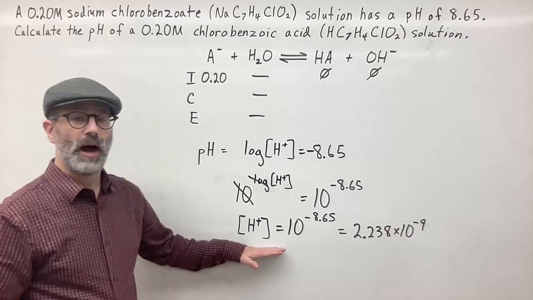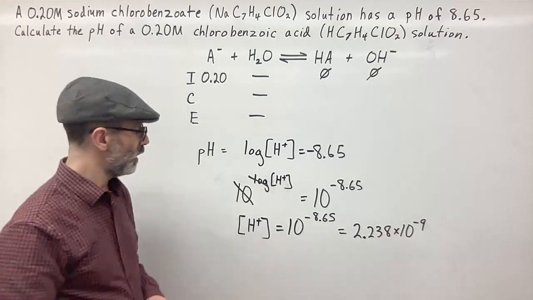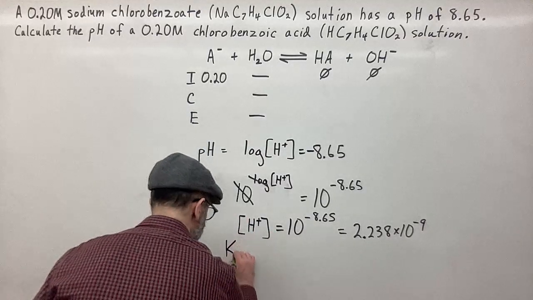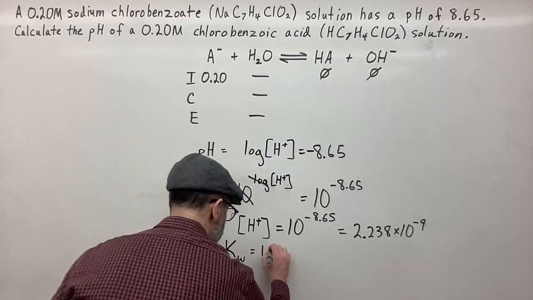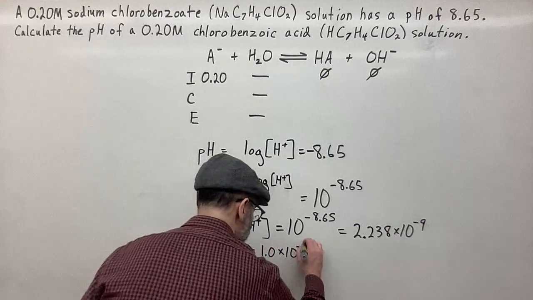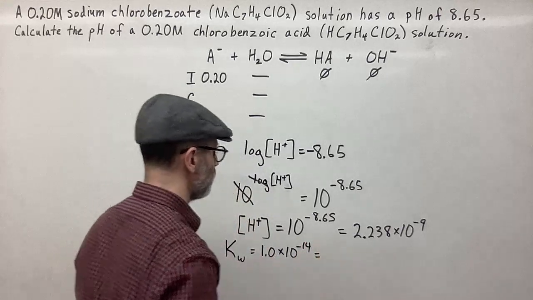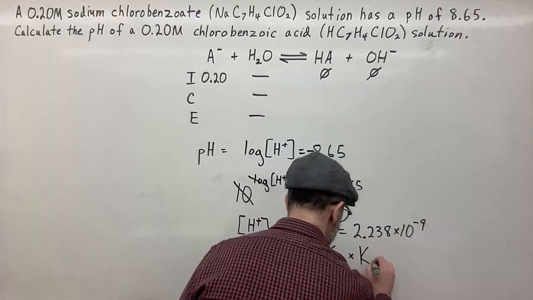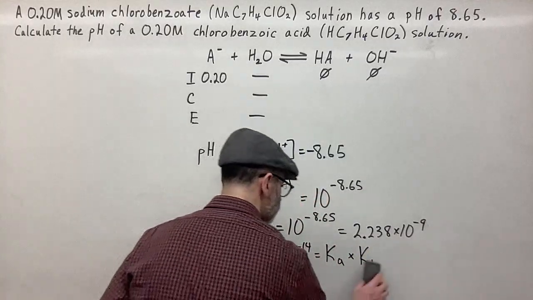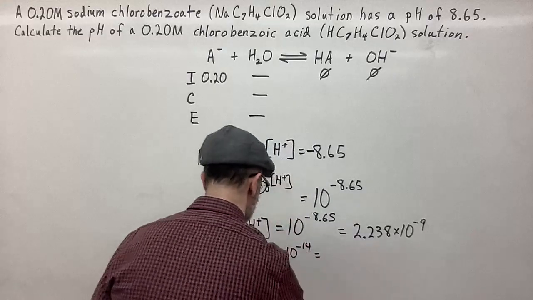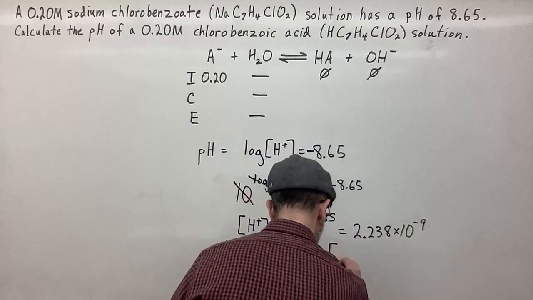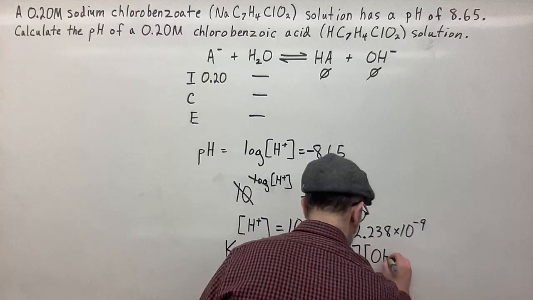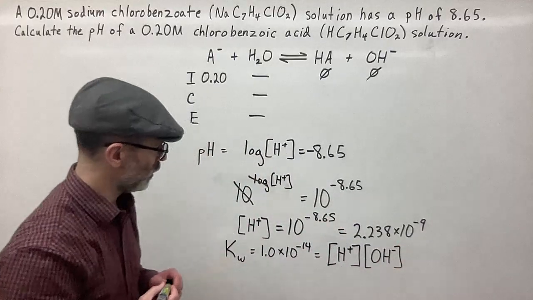And so now I can find the OH minus concentration by using this equation. I know that the Kw is equal to 1.0 times 10 to the negative 14, and that's going to be equal to, I'm getting ahead of myself, that is equal to the H plus concentration multiplied by the OH minus concentration.